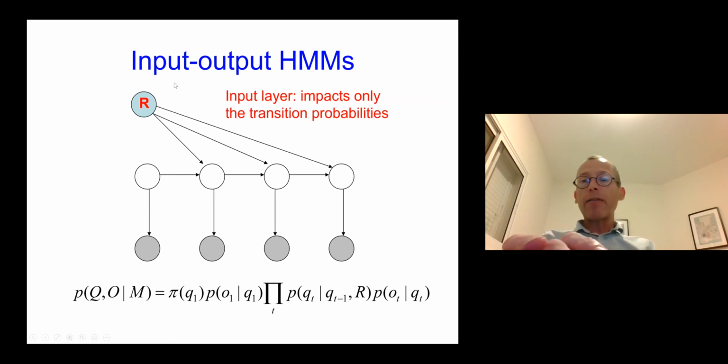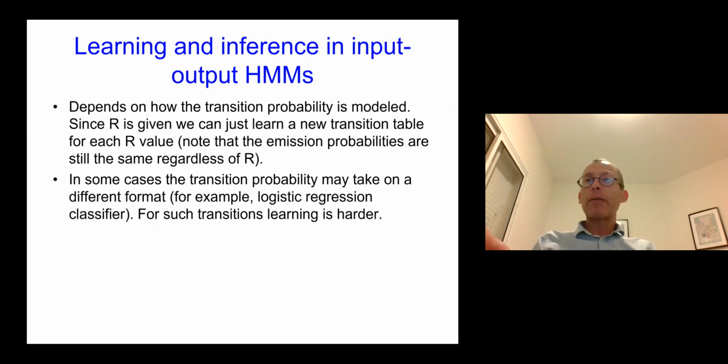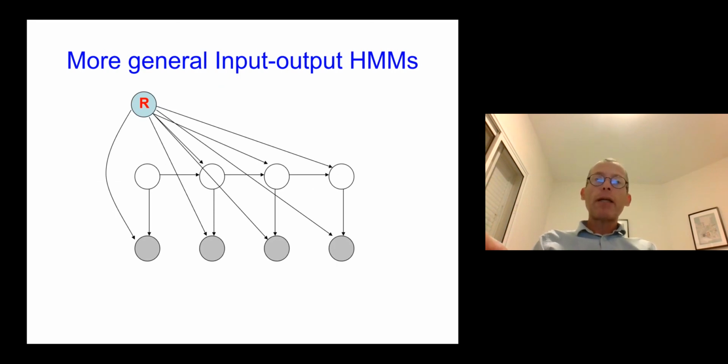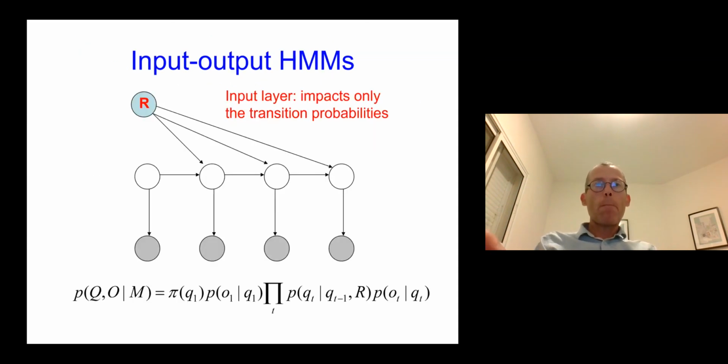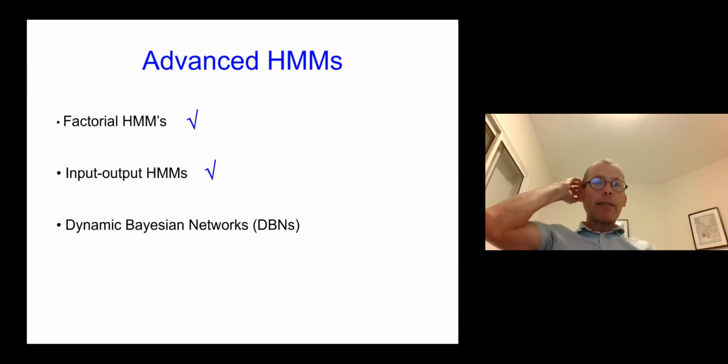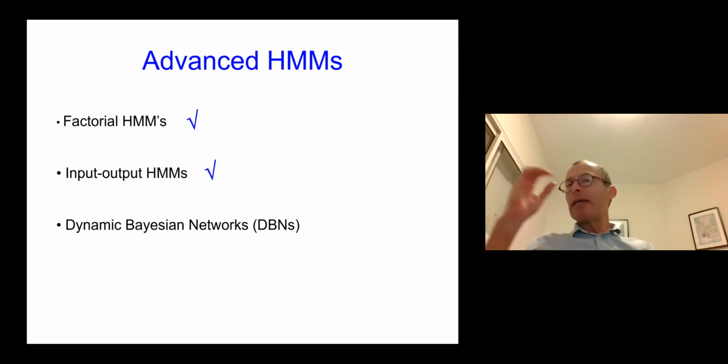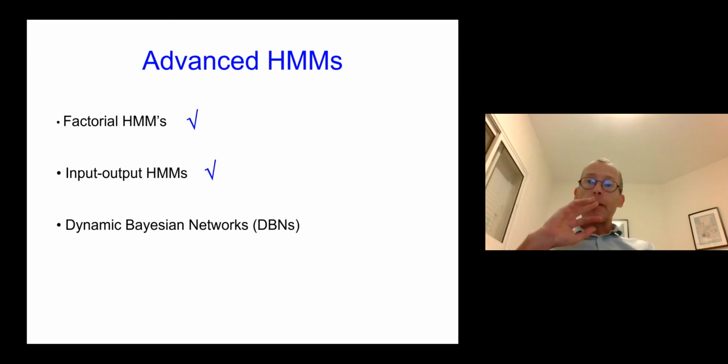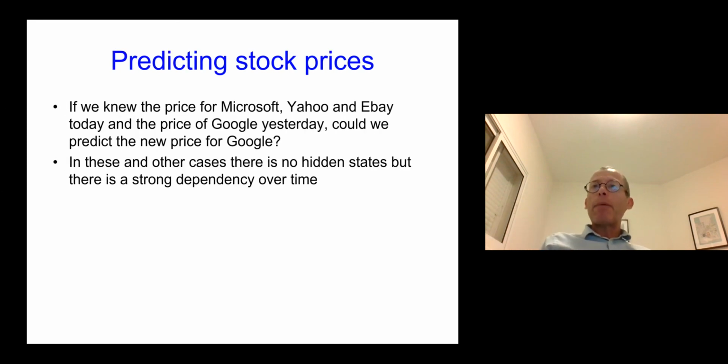Again, this can be further extended by making the inputs themselves be time points and so forth. And you can also have the model affect the emissions, but this is the most common case. And you can have multiple inputs. So this is input-output HMM, and these mainly deal with sharing parameters between different models.